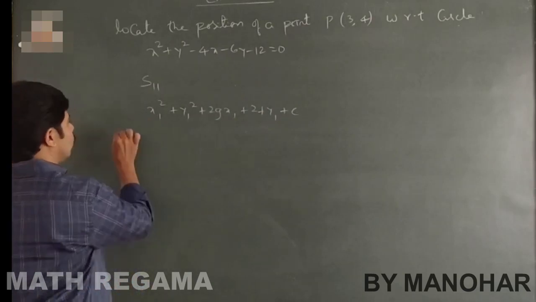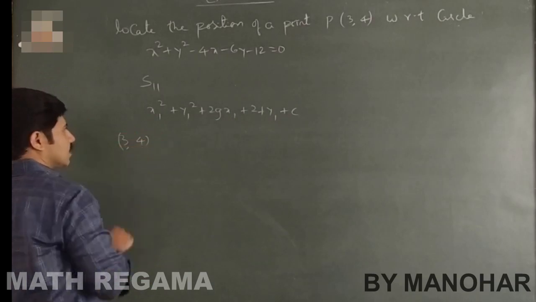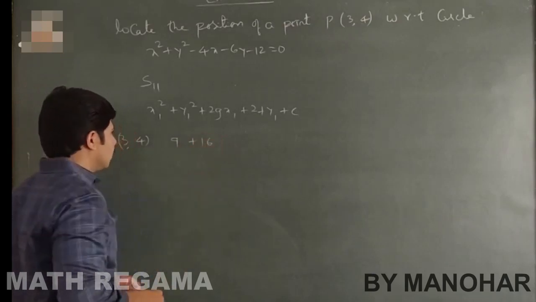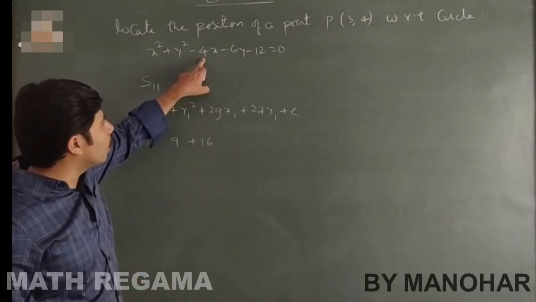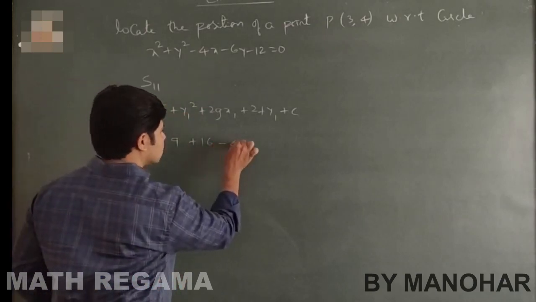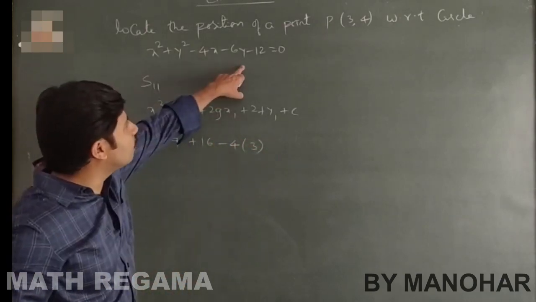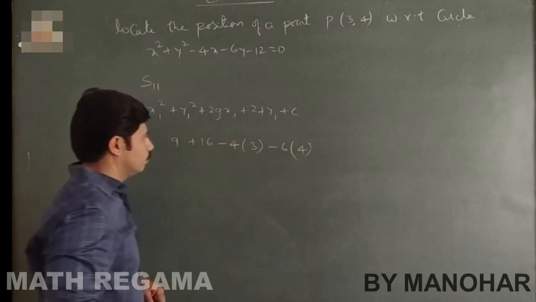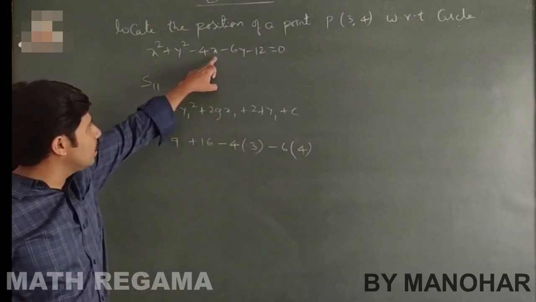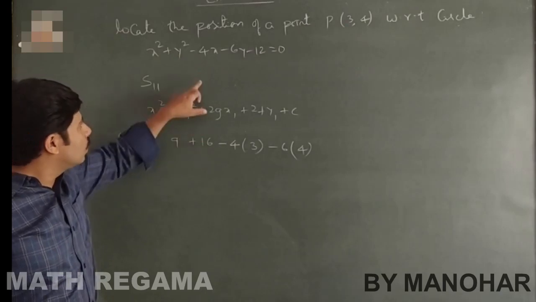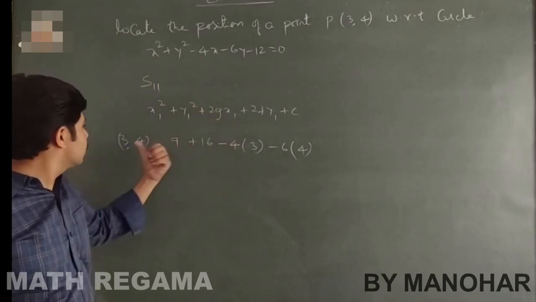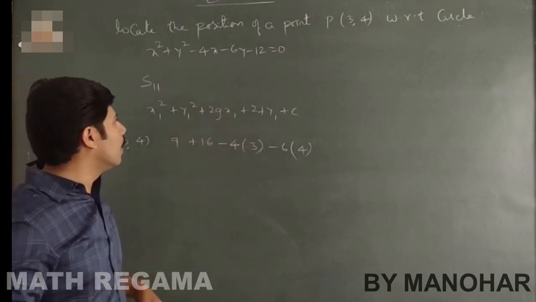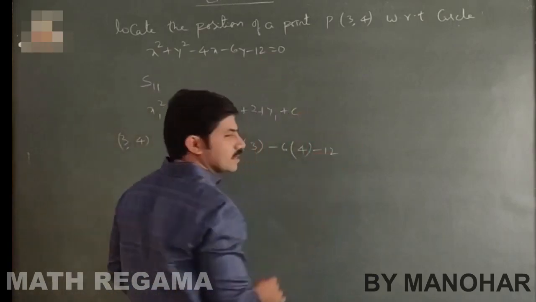Now, what is the point given to us? It is (3, 4). So we substitute 3 square, 9, 4 square, 16, and what is 2g? Coefficient of x is 2g, so that is minus 4 into 3. Coefficient of y is 2f, that is minus 6 into y1, which is 4. Plus c. Constant is given as minus 12.